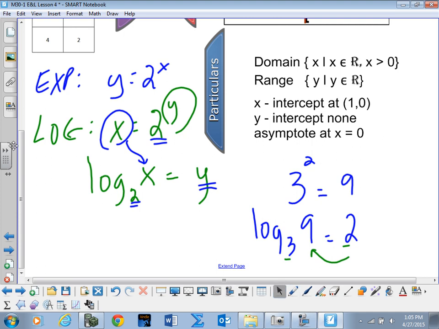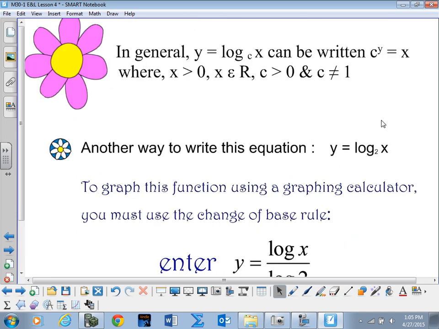Okay, don't want to get too far ahead of myself here. Let's go to the next slide. So in general, this log equation has no base, it's just base c. Here is log base c of x. It can be written because the exponent is the y, the base is the c, and what it equals is x. So this is the log in exponential form.